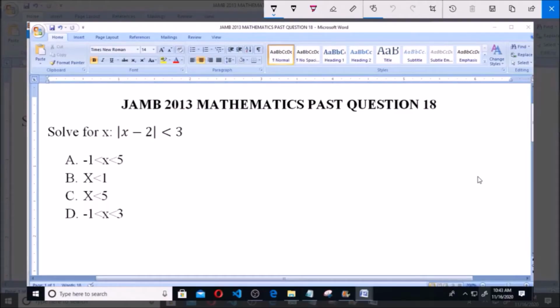I'll be answering JAMB 2013 Mathematics past question 18. Solve for x when you have the modulus of x minus 2 is less than 3. I'm asked to solve for what? Solve for x. Now this simply means that x minus 2 is less than 3. That is, x is less than 3 plus 2. x is less than 5. And that is option C.